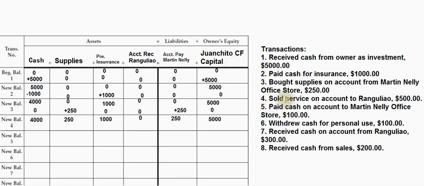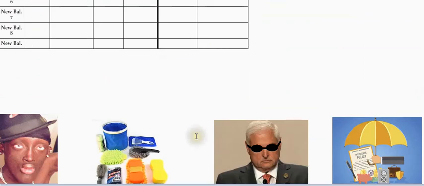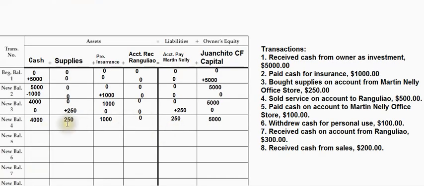Sold service on account to 让股料, $500. Okay, so I just sold service to this guy right here. He said, "What's up? I need some service," and then I sold him service, and he's happy. But he's not paying me. He will pay me in the future. That's called selling service on account. I'm not receiving any cash at the moment. So cash, do I get cash? Not really. Supply, nothing changes.